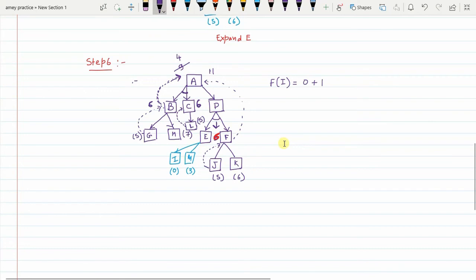So f of I is 1. Similarly, f of M, the heuristic value of M is 3, plus the unit cost along the edge connecting E and M is 1. So you write 1 here. So 3 plus 1 is 4. Out of these two, since f of I is lesser than f of M, the algorithm decides to choose I, correct? So what value will be backed up to E? The value that will be backed up to E will be 1.